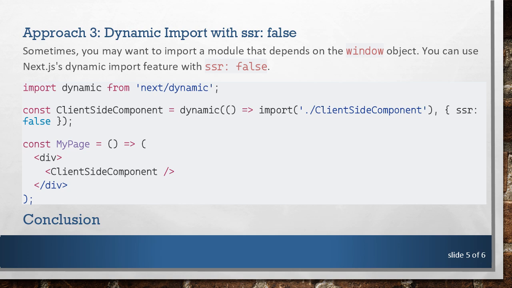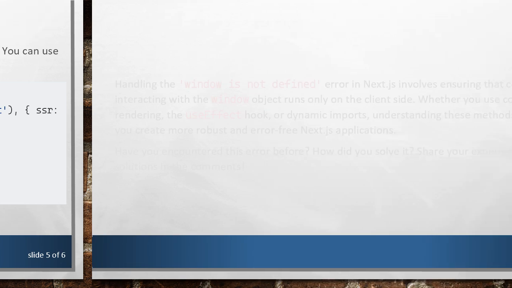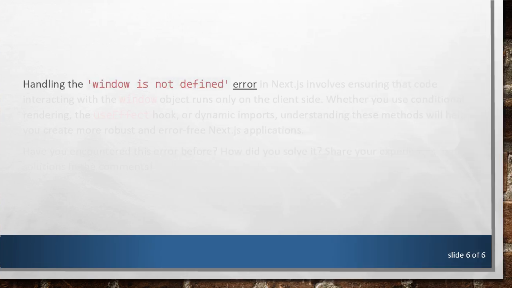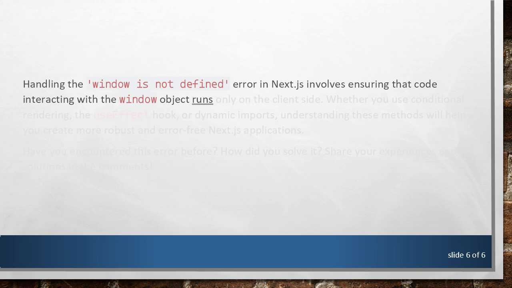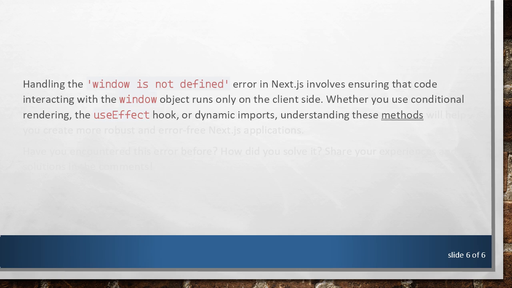Conclusion. Handling the window is not defined error in Next.js involves ensuring that code interacting with the window object runs only on the client side. Whether you use conditional rendering, the useEffect hook, or dynamic imports, understanding these methods will help you create more robust and error-free Next.js applications.